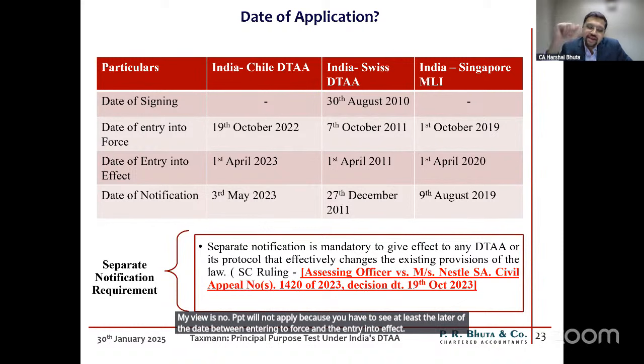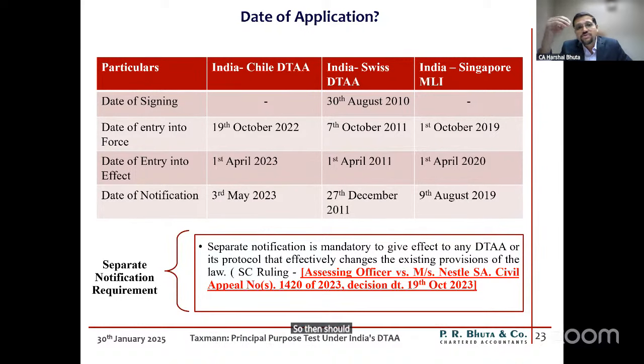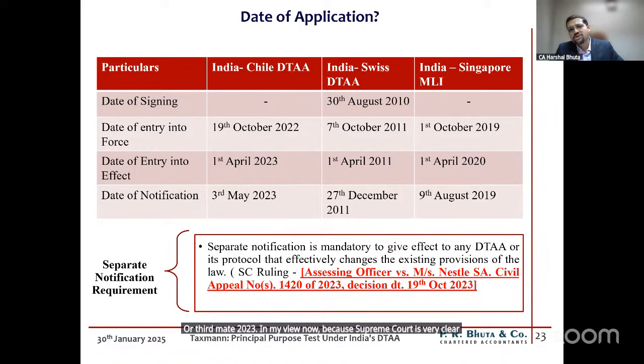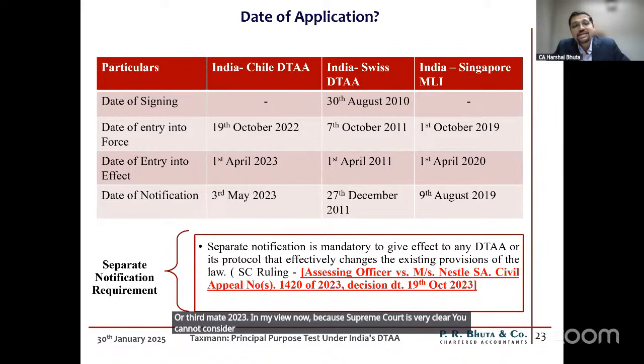So there, should I consider the entry into effect as 1st April 2023 or 3rd May 2023? In my view, because the Supreme Court is very clear, you cannot consider even 1st April 2023. There was a delay in issuing the notification. As per the Supreme Court, you have to take into account 3rd May 2023.